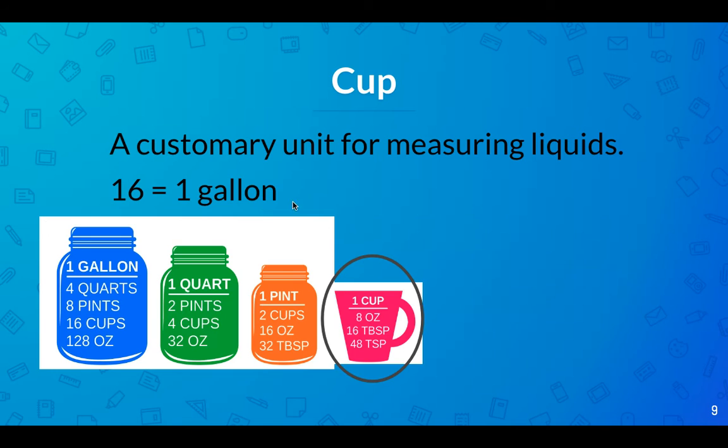16 cups equals 1 gallon. Now that part you don't need to know, but just imagine all those cups to fill up 1 gallon. You could have 16 cups of milk and you would have drunk 1 gallon of milk.